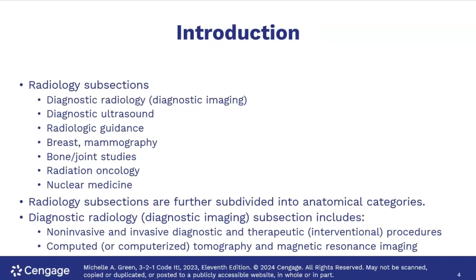So remember, you're going to have those diagnostic radiology, which those are going to be your x-rays. And you always look in the back of the book and the index to get where you need to go. You can always have diagnostic ultrasounds, guidance, mammography, bone joint studies, radiation oncology, and nuclear medicine. So one thing you have to remember with the radiology, same thing with an x-ray. Once you have that subsection, it's going to be further divided. So it's going to be divided into the leg, the knee, the ankle. So it's going to get a little bit more specific there.